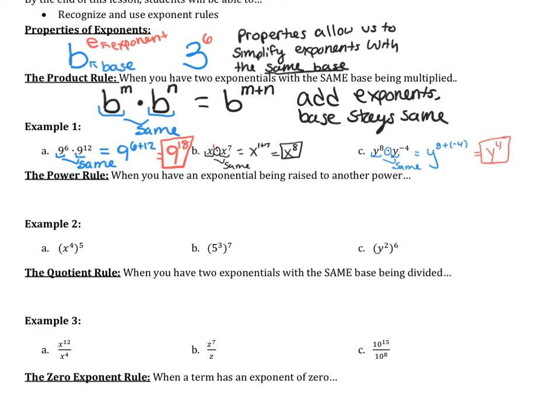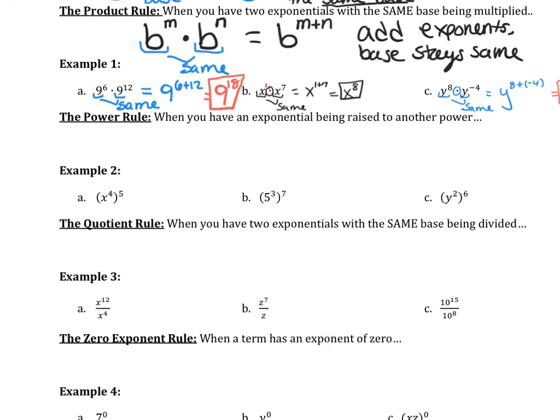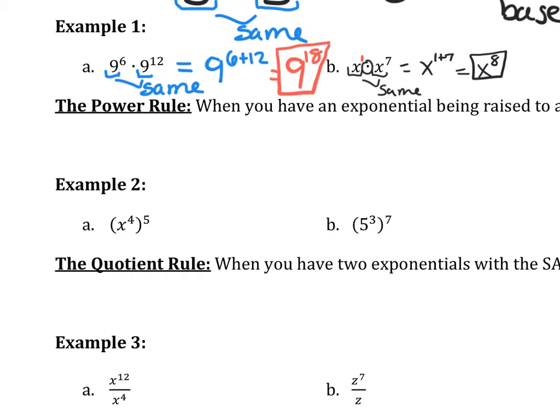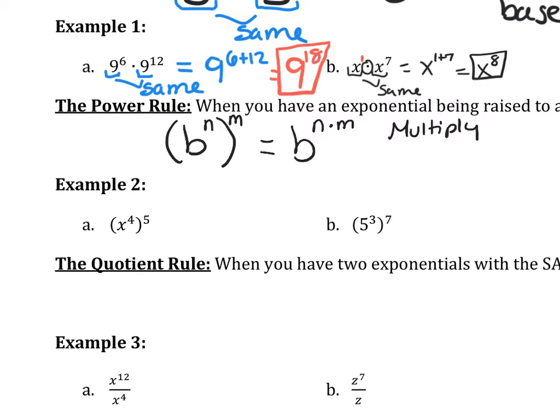If you have two terms with the same base that are being multiplied, you would add the exponents. Now the power rule is when you just have one term, but it's being raised to multiple powers. So a power raised to a power. So if you had b to the n power, and that was raised to the m power, when you only have one term and it has multiple exponents being applied to it, you would multiply the exponents. This would be b to the n times m power. Multiply exponents, base stays the same.